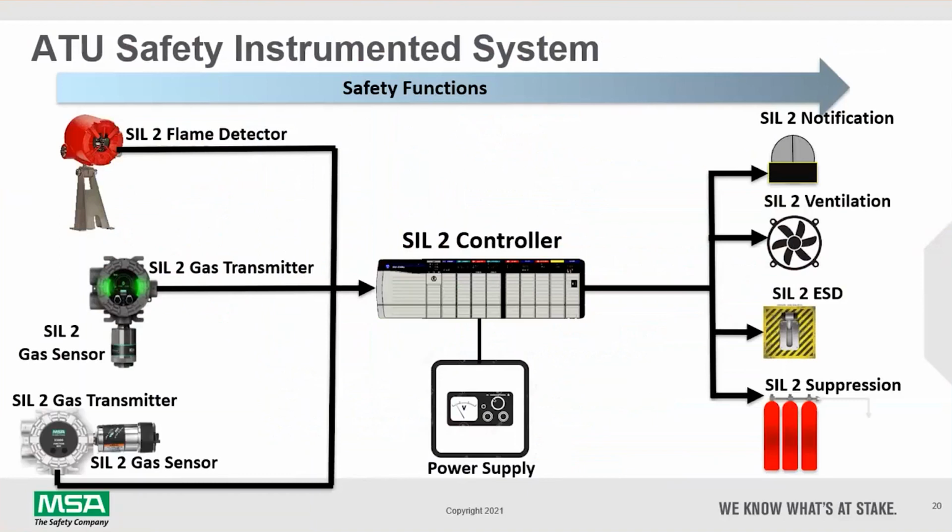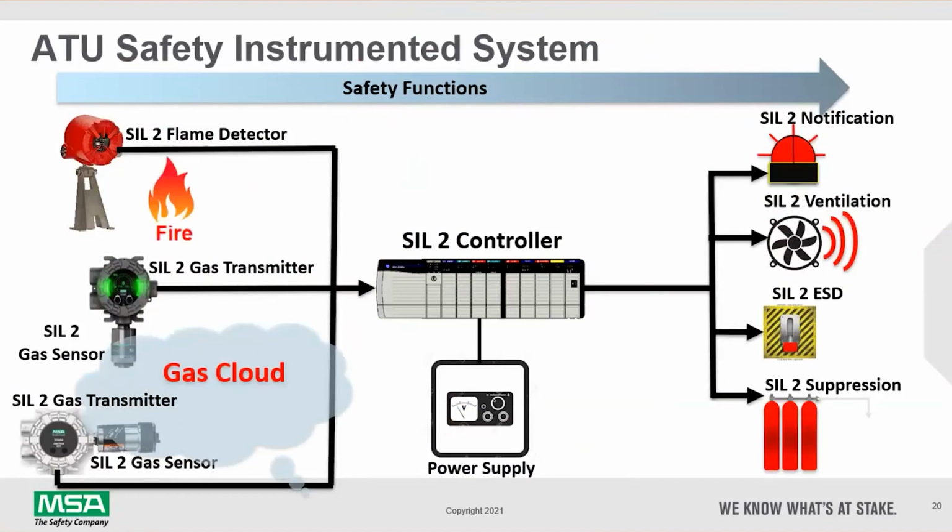Now, given the ATU examples, what we want to take a look at now is the safety instrumented system. Within the safety instrumented system, there are what's called safety functions, and these safety functions are from input device to output device. The way this works is if we have gas present, the gas detectors may have notification or turn on ventilation or have an emergency shutdown via the controls.